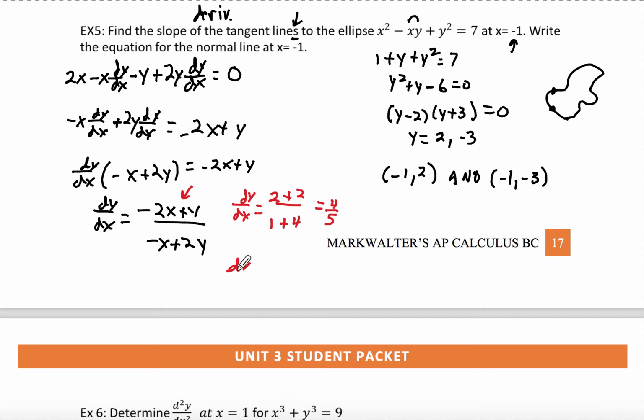I also have dy/dx. If I plug in negative 1, negative 3 over here, I'll get 2 minus 3 over 1 minus 6. So 2 minus 3 will give me negative 1, and 1 minus 6 will give me negative 5. So I have a slope of positive 1/5 when I plug in negative 1, negative 3.